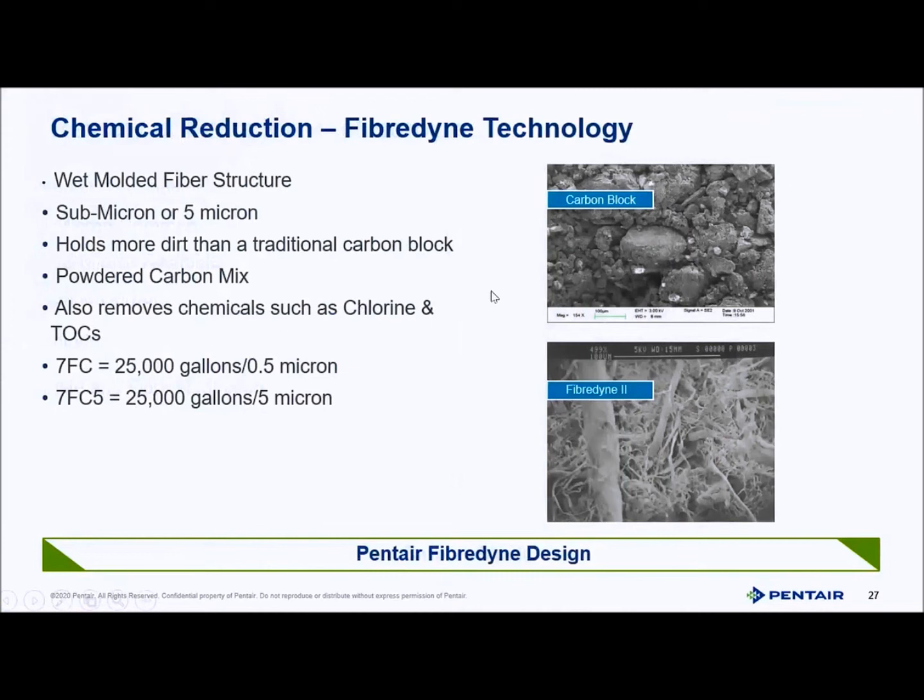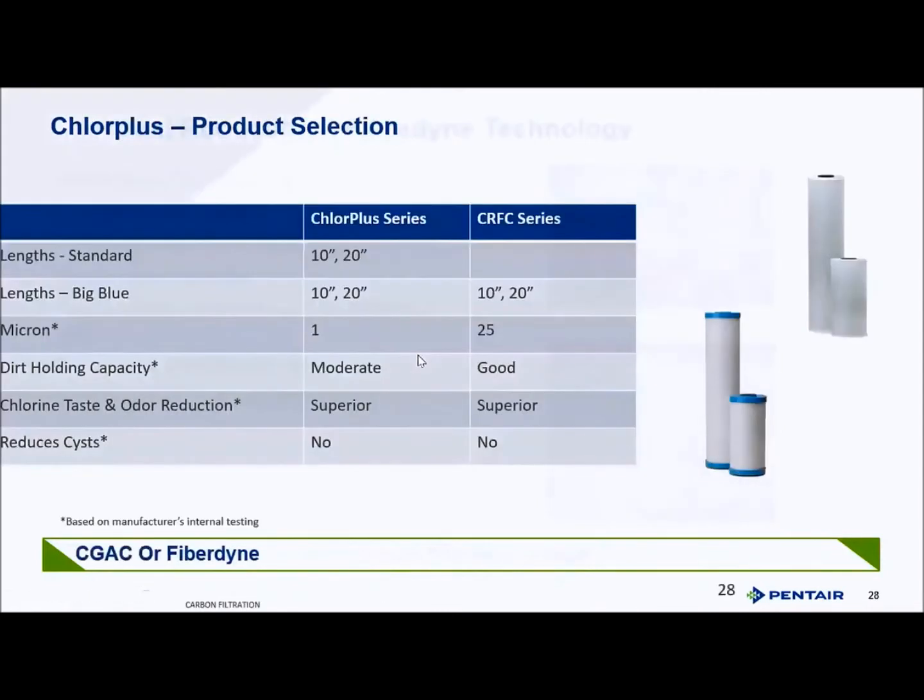Then you have the Fiberdyne block, which is a wet molded slurry of cellulose fibers and activated carbon molded around a core. And this is a proprietary technology to Pentair. This offers great dirt holding, great contact time with the activated carbon, and great flow rates compared to a carbon block. Quite often better and much better dirt holding characteristics.